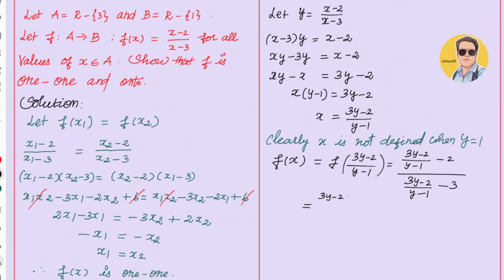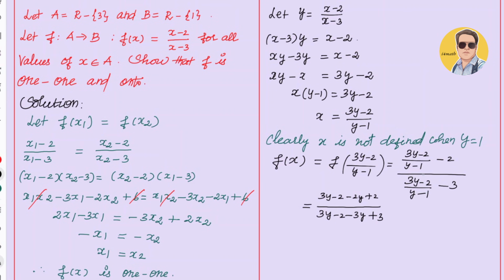3y minus 2 into minus 2 into y, minus 2y, and minus 2 into minus 1 plus 2, whole divided by 3y minus 2 into minus 3 into y, minus 3y, minus 3 into minus 1 is plus 3. In numerator and denominator, y minus 1 are there. Actually, the y minus 1 is dividing both numerator and denominator. So we can cancel this y minus 1. So directly we can write 3y minus 2 minus 2y plus 2 divided by 3y minus 2 minus 3y plus 3, by cancelling y minus 1 from numerator as well as the denominator.